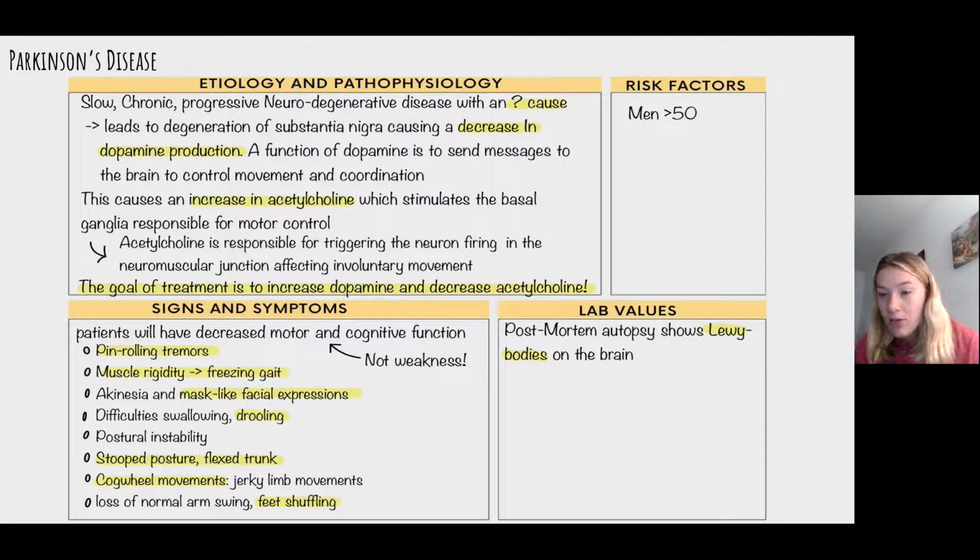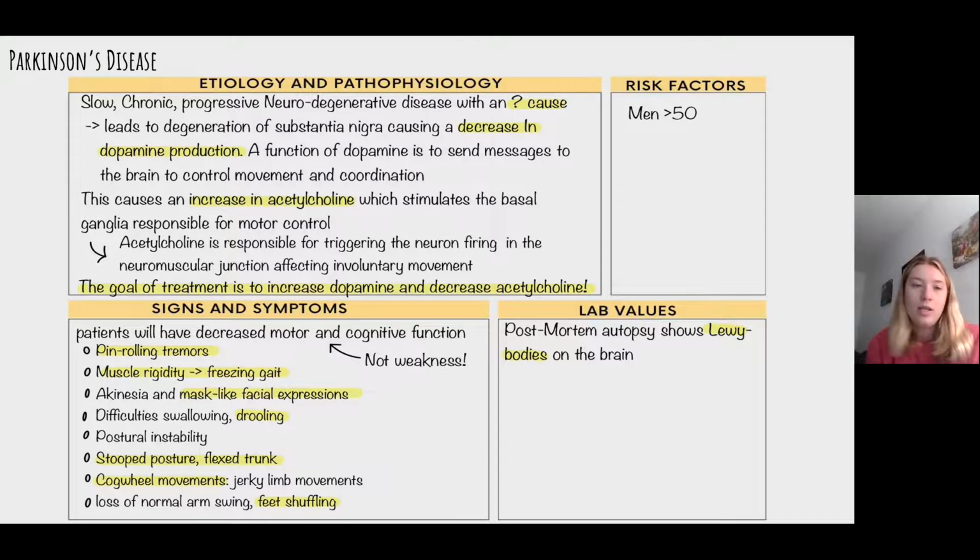But there's also kind of an inverse thing happening as well. As we decrease the dopamine production, we end up having an increase in acetylcholine. Acetylcholine helps with neuron firing with our muscles. So what does this mean? Well, how are we going to treat them? If we know we have too little dopamine and too much acetylcholine, our treatment is going to be based on increasing our dopamine and decreasing our acetylcholine.